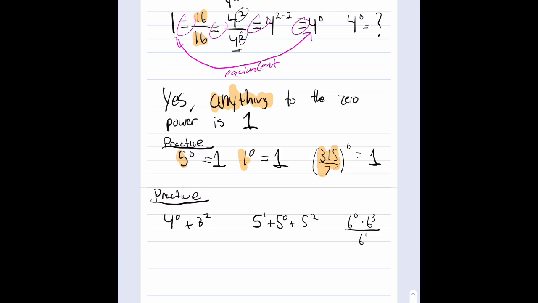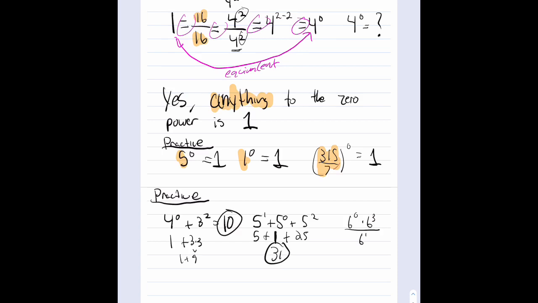All right, well this one should be 1 plus whatever 3 squared is. That's 3 times 3, which is 9, plus 1. So this will equal 10. 5 to the 1 is just 5. 5 to the 0, anything to the 0 is 1, what we learned. And then 5 squared is 25. So this will all equal 31.